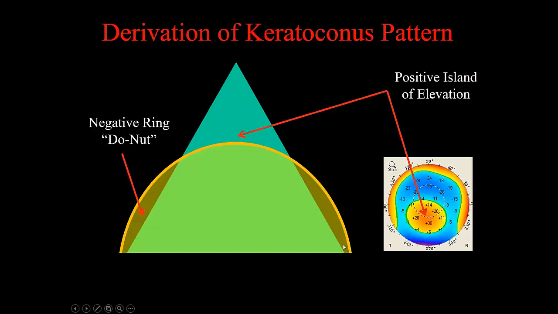But notice where the deepest area is. It's not in the far periphery. It's in the mid-periphery right here. And notice that's exactly what we see here. So this is why we get this type of pattern in an ectatic cornea.